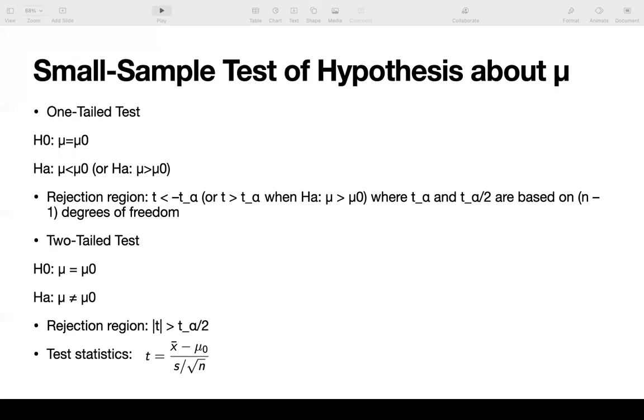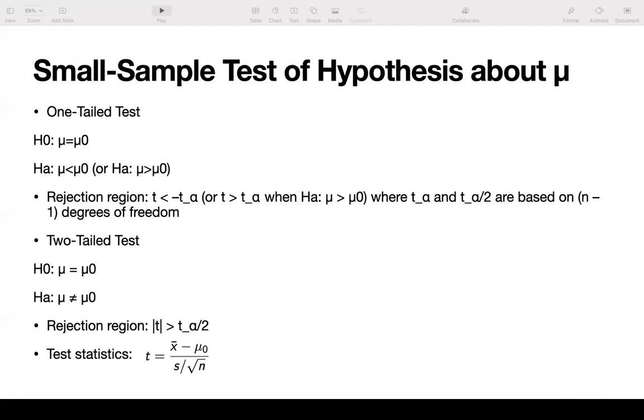Also, the rejection region falls into values where t is smaller than negative t alpha, or t is larger than t alpha when the alternative states that mu is larger than mu0, where t alpha and t alpha divided by 2 are based on n-1 degrees of freedom.